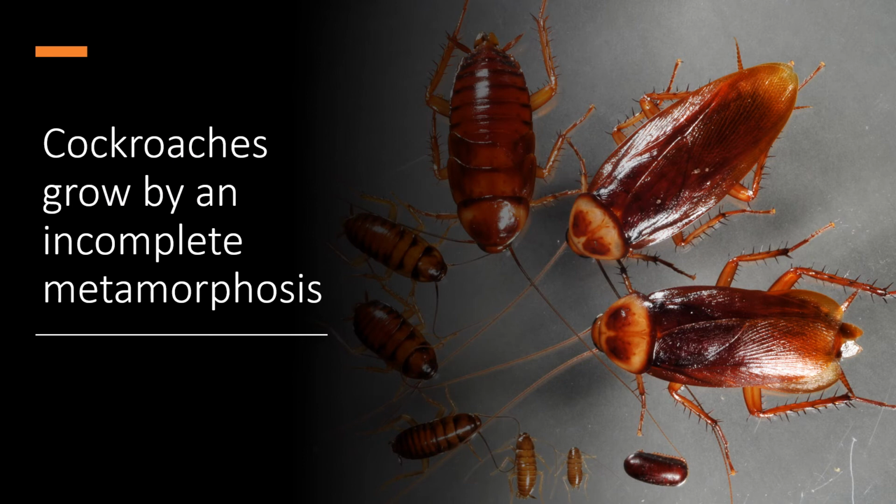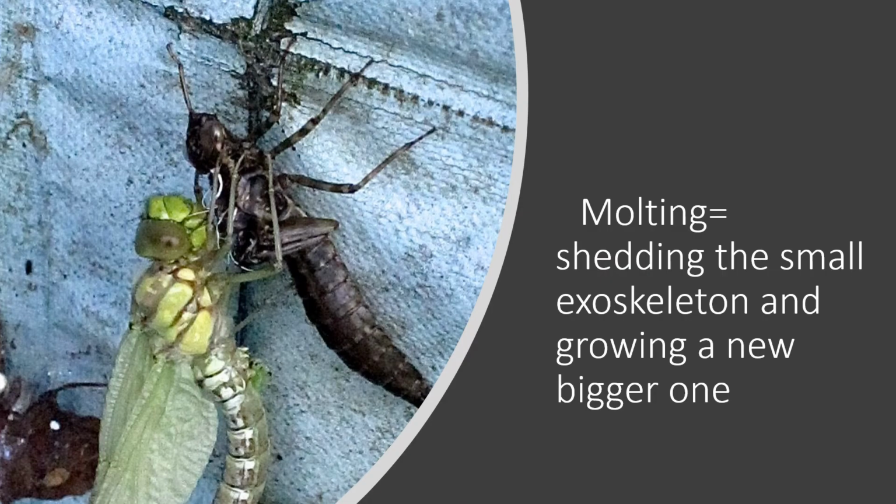As we said, cockroaches grow by an incomplete metamorphosis. You can see the egg, you can see 1, 2, 3, 4, 5, 6, about 7 nymphs. So at each stage, the nymph is just getting bigger and bigger until finally it becomes an adult with wings. Here we can see a nymph of a dragonfly molting in order to grow bigger. Molting is the shedding of the small exoskeleton and growing a new, bigger one. So it's done by nymphs in order to become adults.